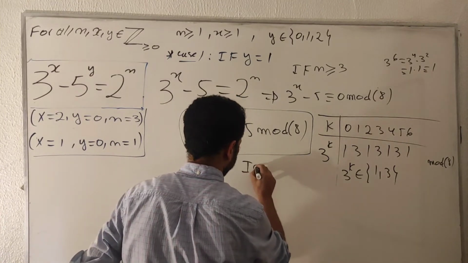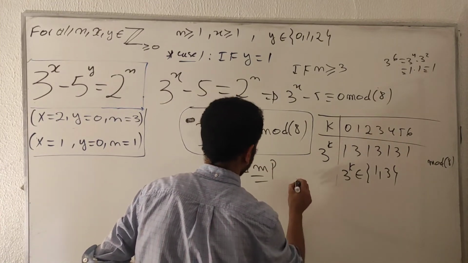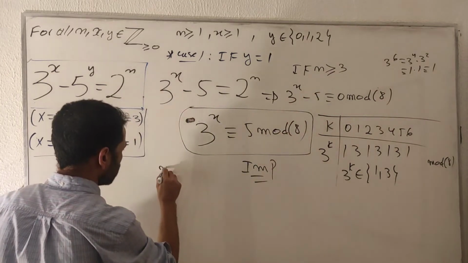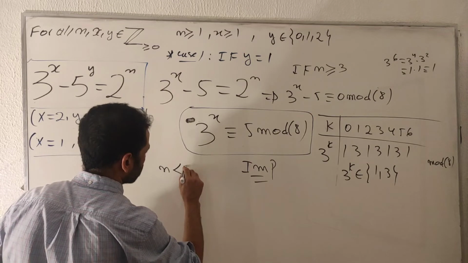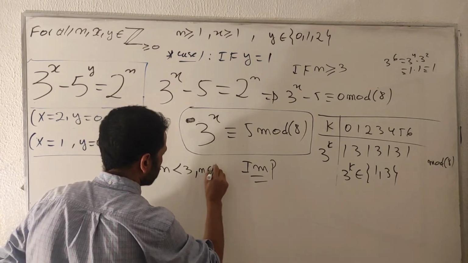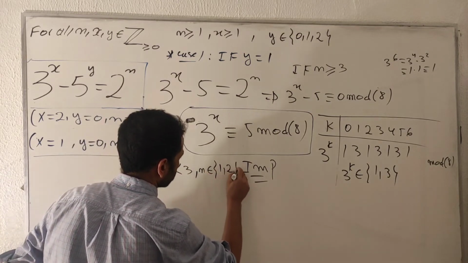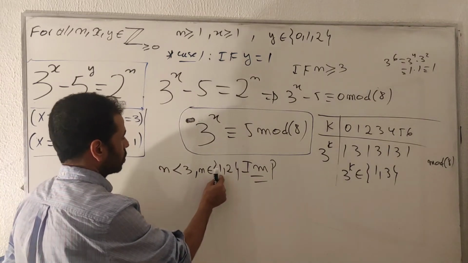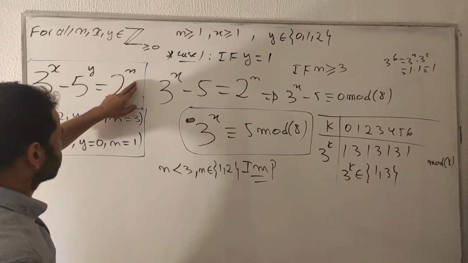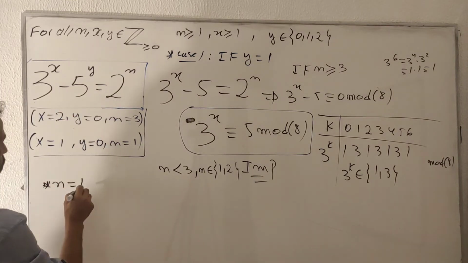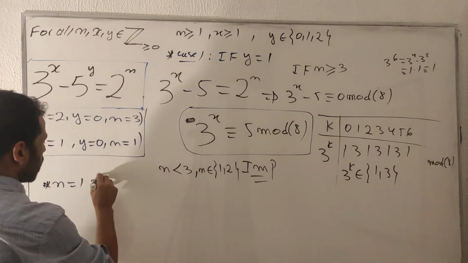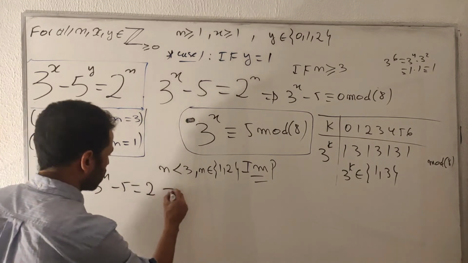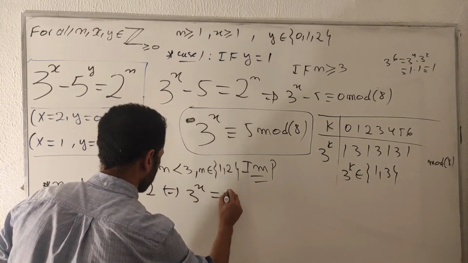This is impossible, which means since n superior to 3 doesn't work, n must be at most 3. In other words, n is taking this set 1 and 2 only. So let's start with number 1 here. If n equals 1, I get 3 to the x minus 5 equals 2. Let's move over minus 5 to the right. I get 3 to the x equals 7.